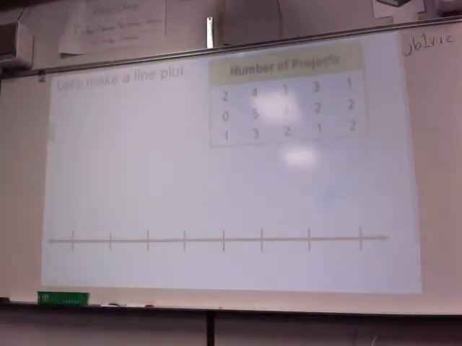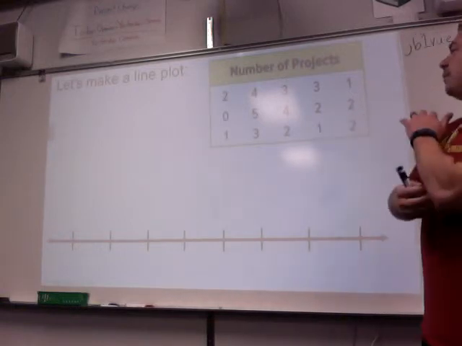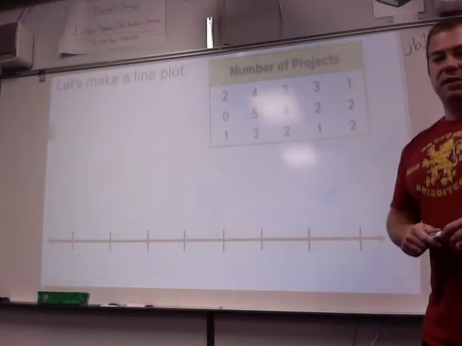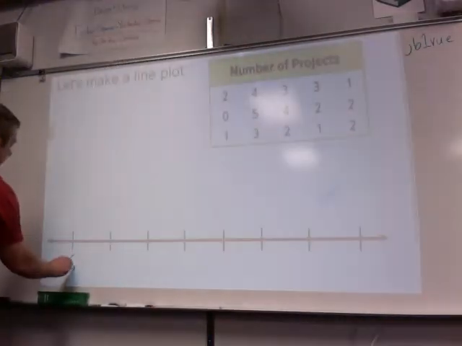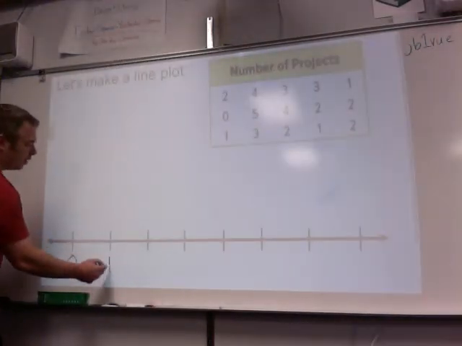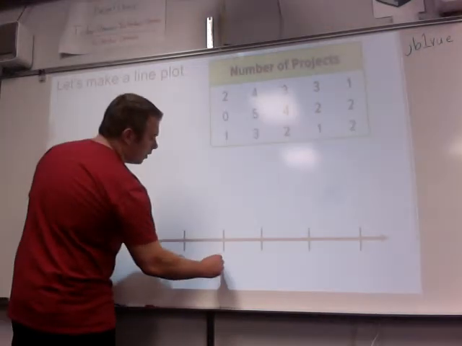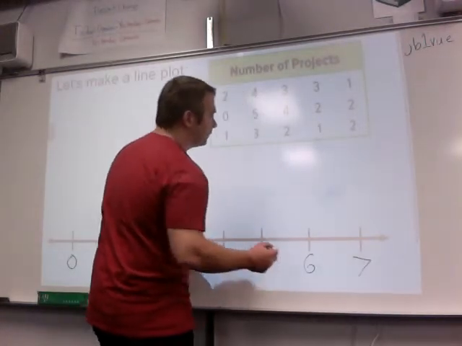Okay, let's make a line plot with the data right here. We have a bunch of numbers. These are number of projects that people are completing in a classroom. Great. So some people are completing 0 projects. Some people are completing 1. Let's just finish the number line: 2, 3, 4, 5, 6, and 7.